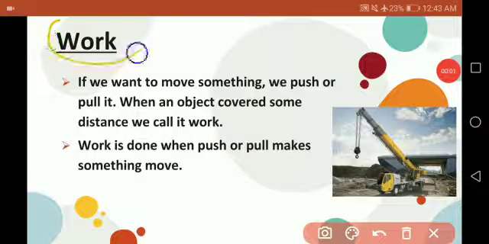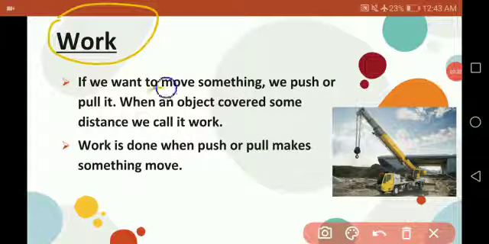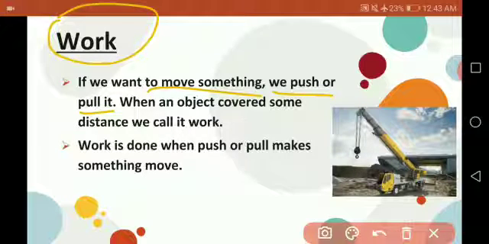Our next topic is work. If we want to move something, we have to apply force. It means we push or pull it. When an object covered some distance, we call it work. Work is done when push or pull makes something move. When we do work, we need a force. Without force, we cannot able to do work.